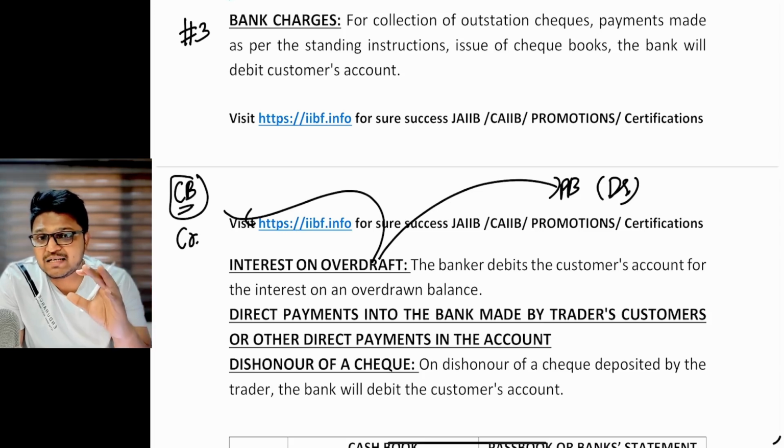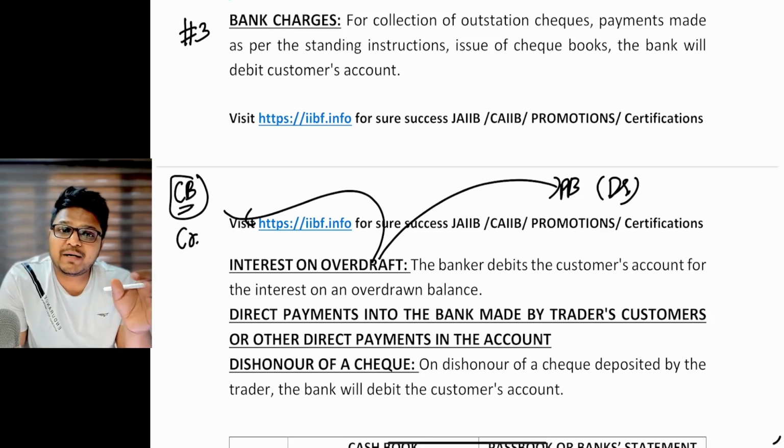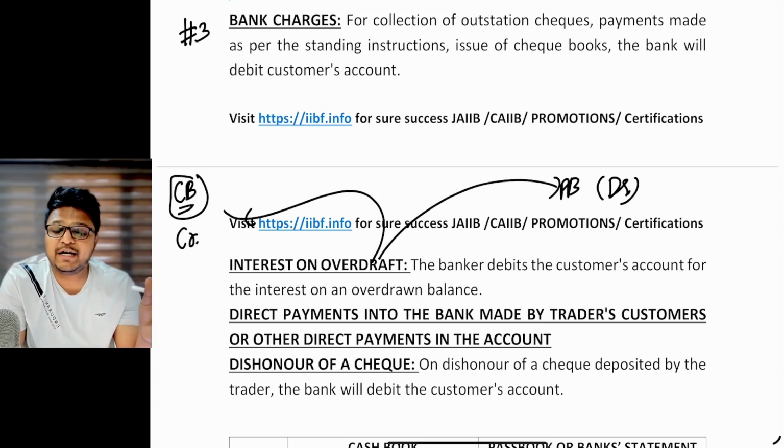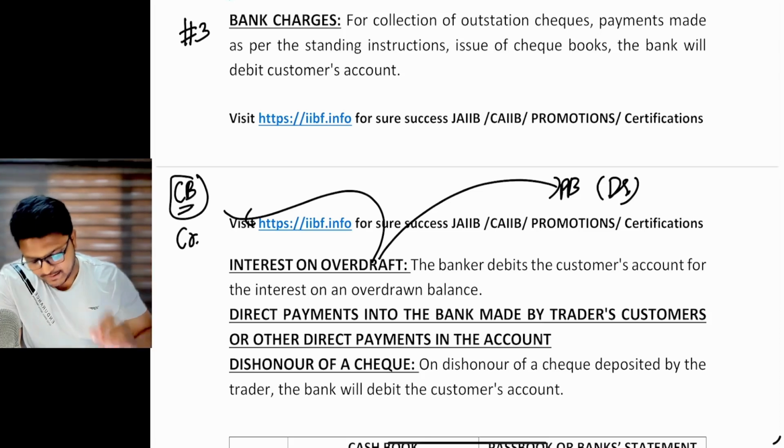And it may be the case that direct payments have been made into the bank by the trader's customer. Let's say one of your customers deposits the money directly into the bank account. Now definitely you have not recorded that particular entry in your cash book, so that may be the difference. Or it may be the case that you have deposited some check in the bank and that was dishonored. Or it may be the case that you have issued a check to some customer and that was dishonored. Now that may also be leading to some differences, right? So there are multiple reasons that your cash book balance may not be agreeing with the passbook balance, right?